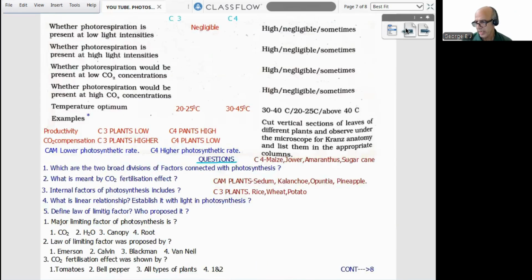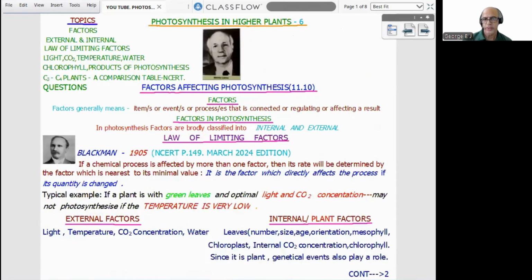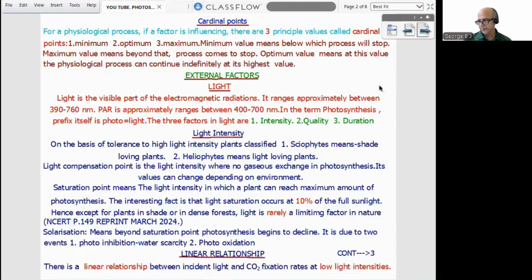So what all things did we learn in this episode, the last episode of photosynthesis? We can just pass through it. We started with the important items we would be learning in this episode. Then factors affecting photosynthesis. What are factors? After that, law of limiting factor, great scientist Blackman 1905, how we defined it. Then, typical example. After that, external factors, internal factors. Now, one by one, cardinal points.